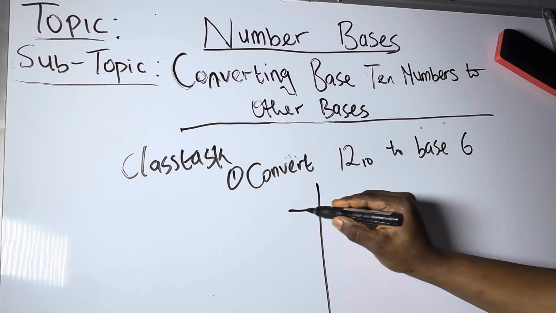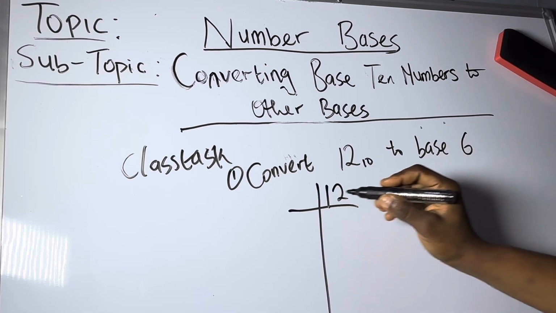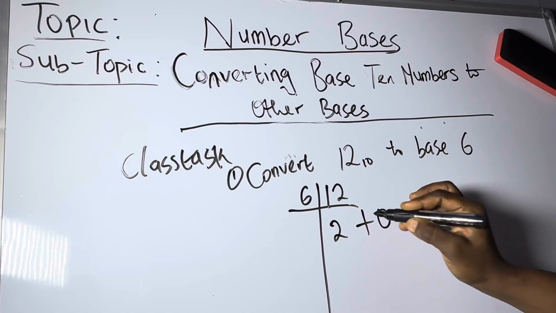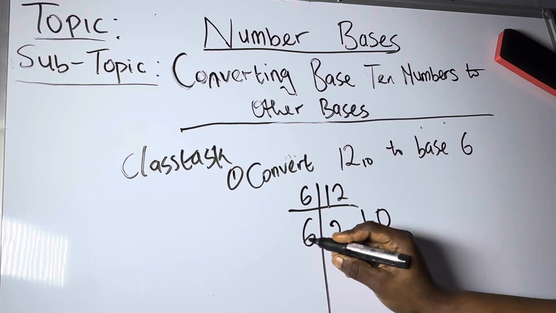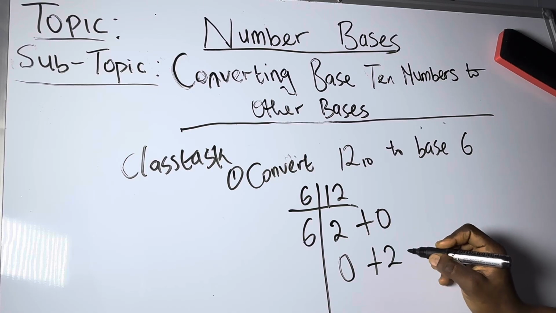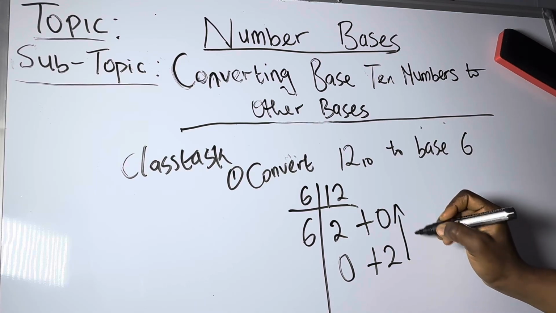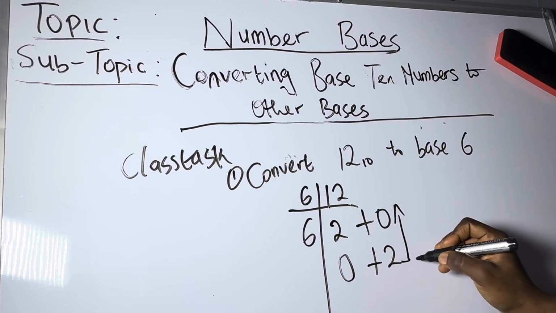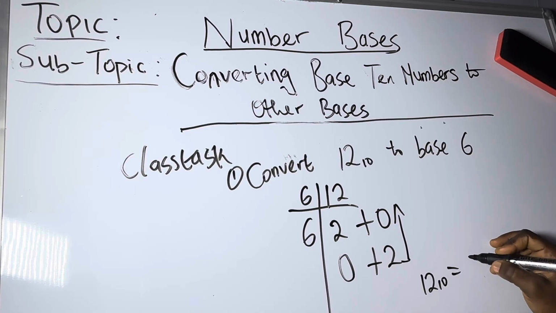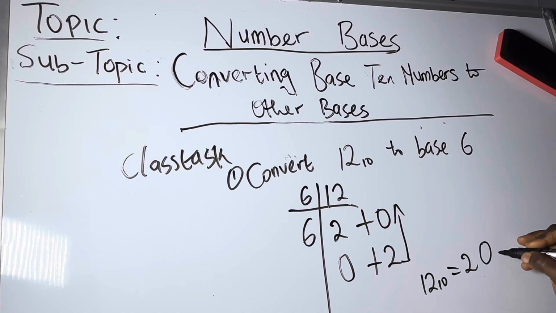Here I'm going to divide my 12 by 6. 6 in 12 is 2, remainder 0. 6 in 2 is impossible, that's 0, remainder 2. Now, if I'm writing the answer, I'm going to start from the down part, which means 12 in base 10 equals 20 in base 6. Do you understand?